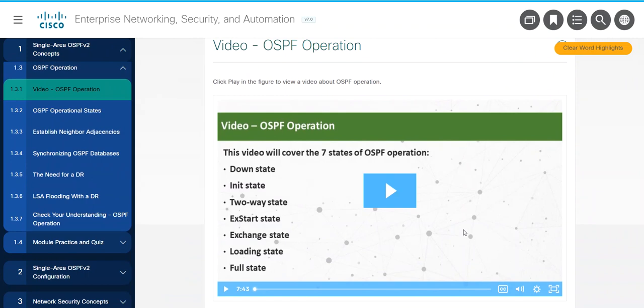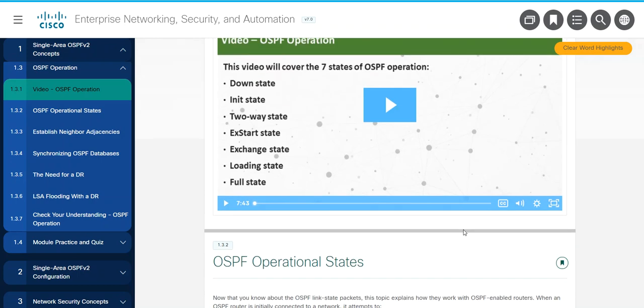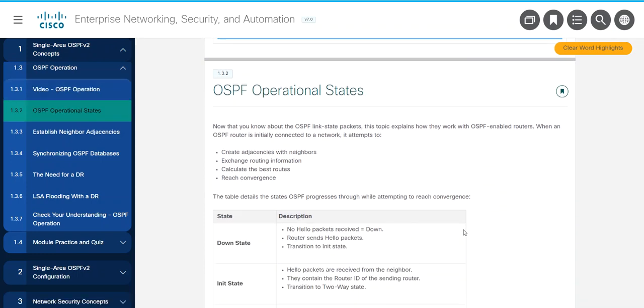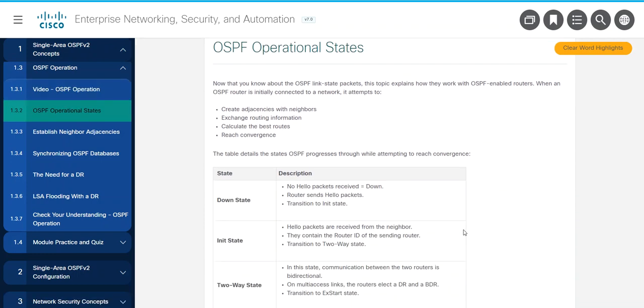Now, also make sure you review the 7 states of your OSPF operation. I could see this more than likely being a really good drag and drop exercise or multiple choice. Now, the operational states are the states that the router moves through when it's trying to reach convergence. I've mentioned that term a couple of times, but in case you're not sure what I'm talking about, convergence is the term used to mean that all the devices have the same knowledge of the network.